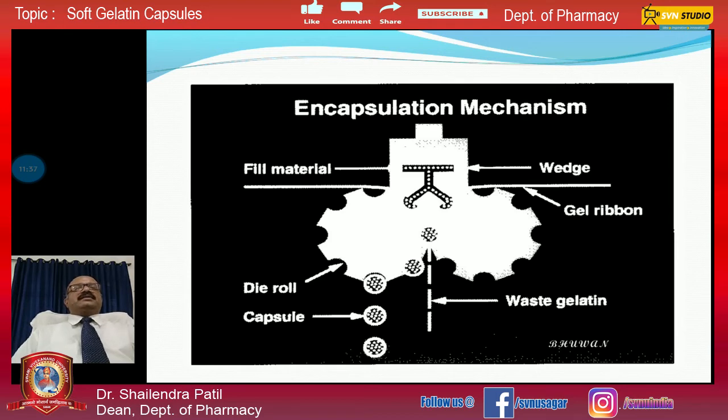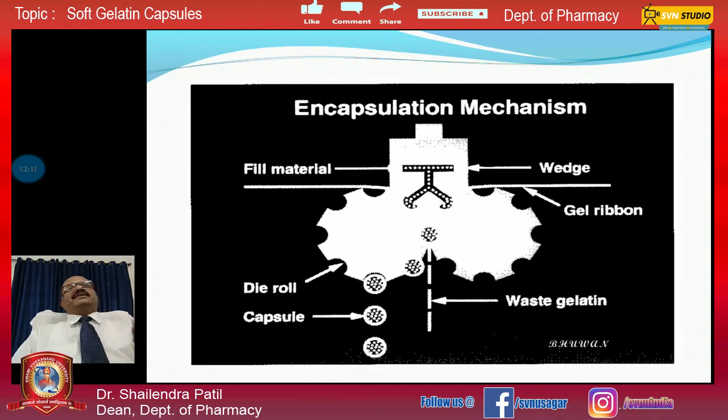The slide is showing how the encapsulation takes place, the mechanism of the encapsulation. You can see in this picture the filling material and the wedge on one side. The gel ribbons are there. The die is rotating, the die roll is there, and when the die is rolled, capsules are coming out. The waste gelatin is coming out through another outlet, and when the soft gelatin is manufactured, it comes out like that.